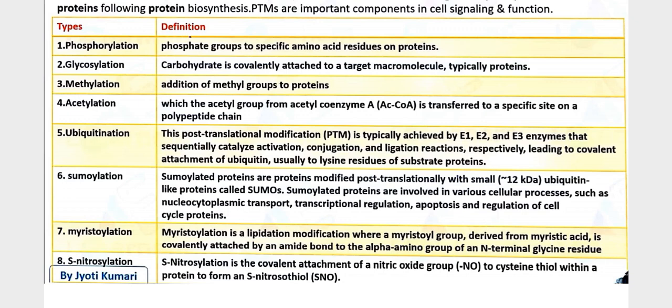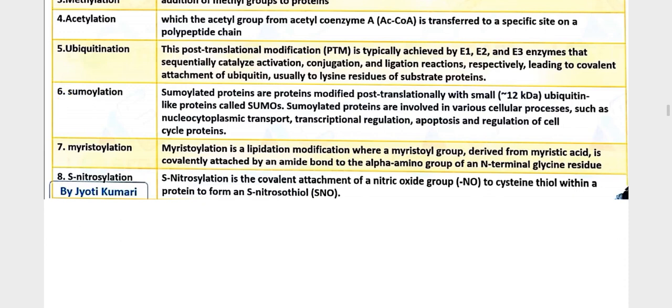Then SUMOylation. SUMOylated proteins are proteins modified post-translationally with small 12 kDa ubiquitin-like proteins called SUMOs. SUMOylated proteins are involved in various cellular processes such as nucleocytoplasmic transport, transcriptional regulation, apoptosis, and regulation of cell cycle proteins. Then myristoylation. Myristoylation is a lipidation modification where a myristoyl group derived from myristic acid is covalently attached by an amide bond to the alpha amino group of an N-terminal glycine residue.